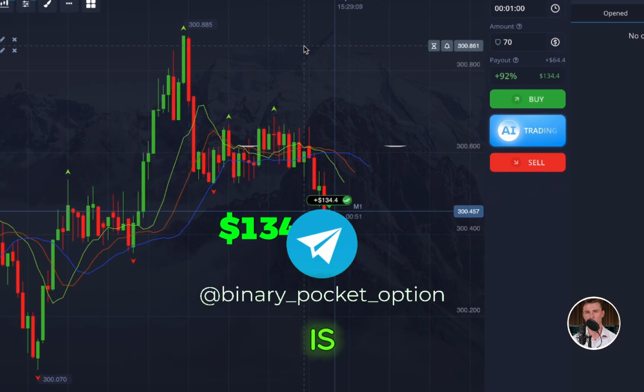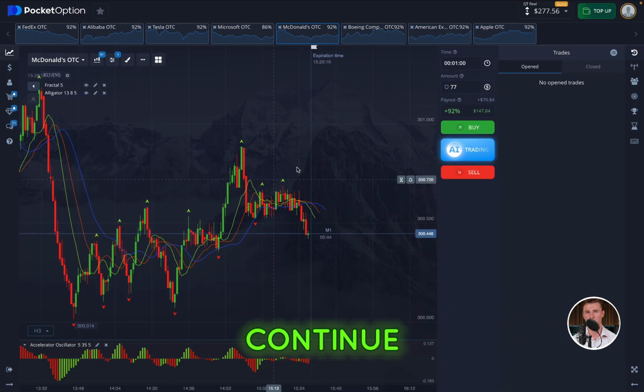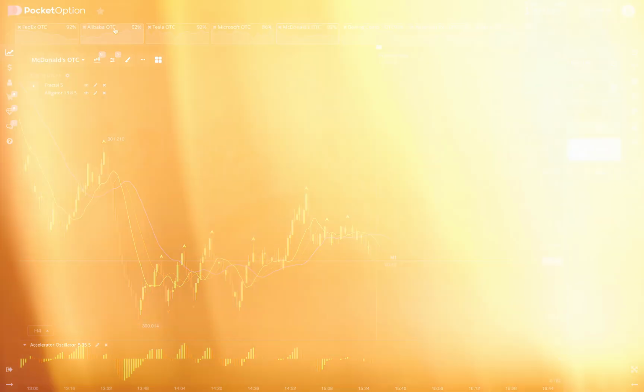And the deal is also closing. Well, let's open the next position at $77, continue the analysis, and select the next asset.